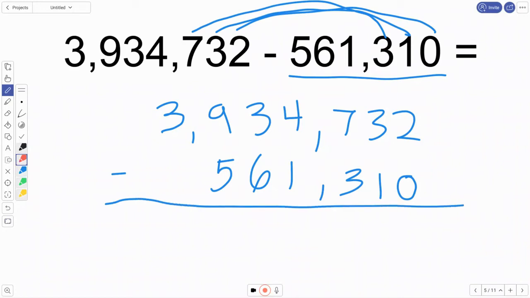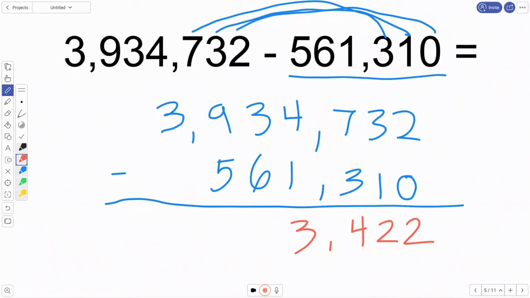Now I start to do my subtraction. 2 minus 0 is 2. 3 minus 1 is 2. 7 minus 3 is 4. Bring down the comma. 4 minus 1 is 3. 3 minus 6. Now I get to my first one where I have to do a little bit of borrowing. If we have 3 things, we can't take 6 things away from it. We don't have enough.